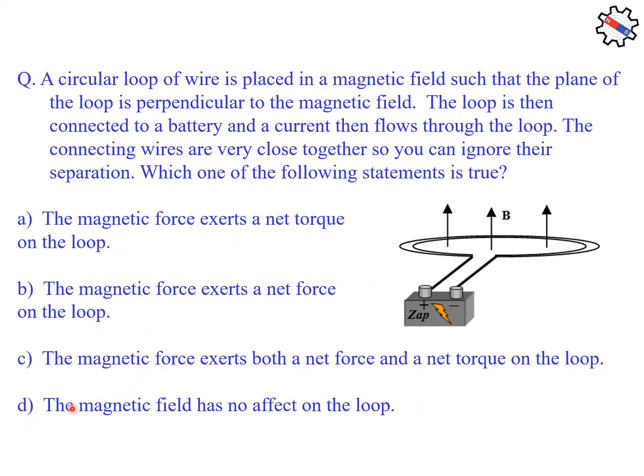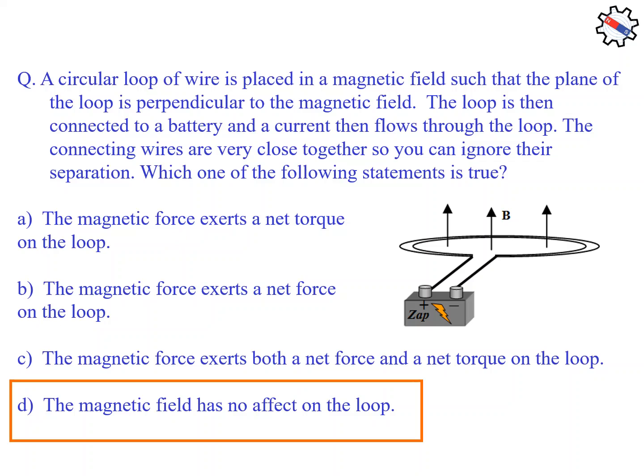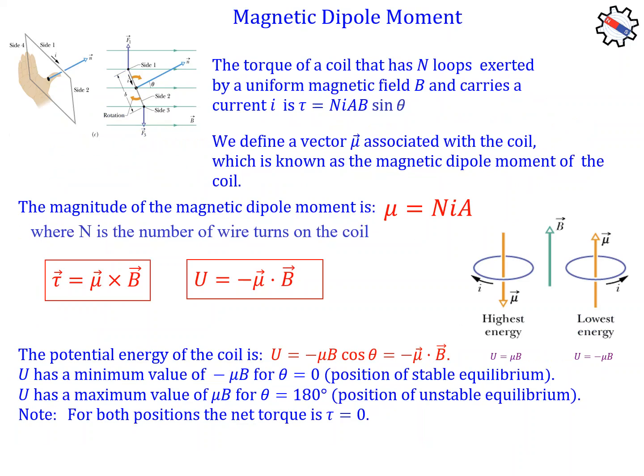So we had a choice of the magnetic field has no effect on the loop or it has a net torque on the loop. And the answer is D, no effect on the loop. A loop in an external magnetic field has a torque on it given by this. We simplify that a bit by calling NIA the magnetic dipole moment. And when we do that, we get torque equals mu B sine theta, or mu cross B.